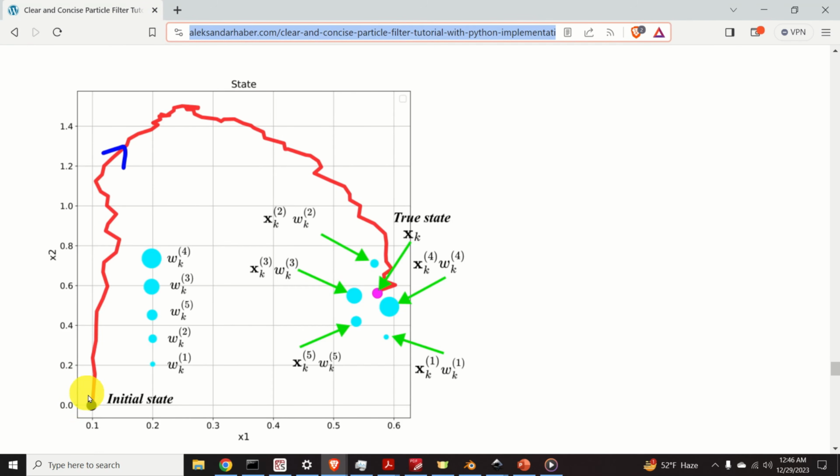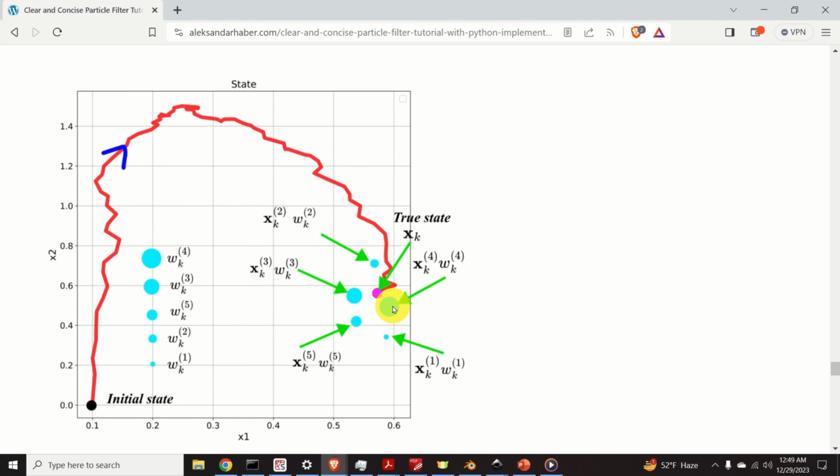This example shows a two-dimensional state space trajectory that starts from this point, that is, from this black circle, and the red line represents the state space trajectory. The true state at the time instant k is denoted by this magenta circle over here. The light green circles represent the particles. Every particle consists of the state and the corresponding weight. The weight value is represented by the radius of the light green circles. The larger the value of the weight is, the larger the radius of the circle is. And you can see the size of the weights over here.